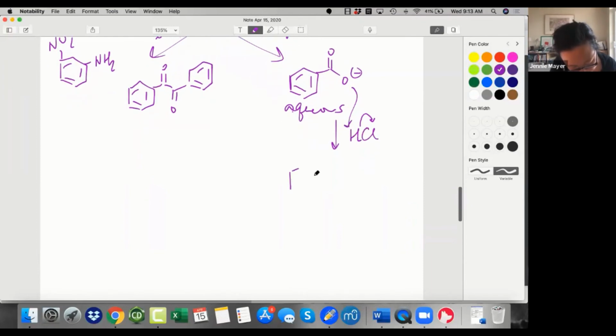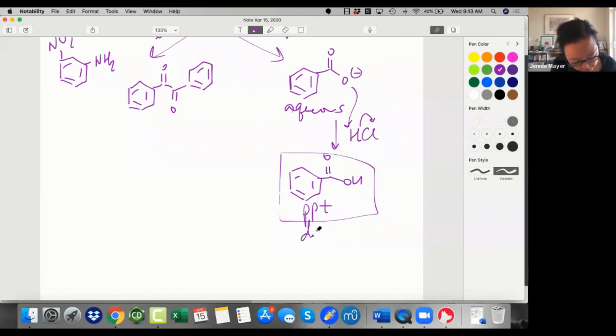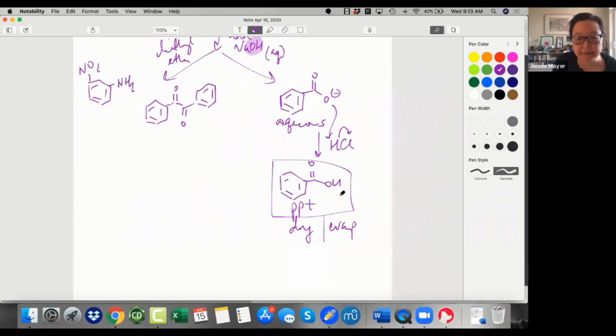Okay, so I'm going to need to neutralize this conjugate base back into its acid form. And that will separate it from its aqueous layer. It will precipitate because it will no longer be polar enough to dissolve in water to any great extent. Some amount will still be dissolved in water, but less so. So then you would dry that, and then you would evaporate the solvent, and you would have a more pure precipitate there.